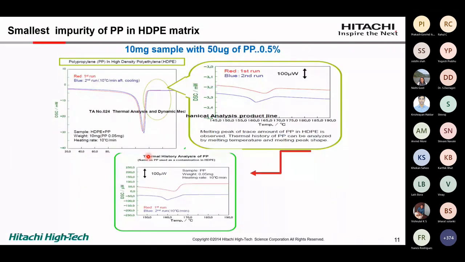Another application related to the polymer industry or packaging industry: you can see even a small concentration, 0.5% of polypropylene, is added to 10 milligram of HDPE. This is the major peak of HDPE. We are not interested in the major peak of HDPE. We are interested in a very small peak, which is zoomed on the right-hand side. And you can see that 50 microgram of polypropylene can be determined by DSC.